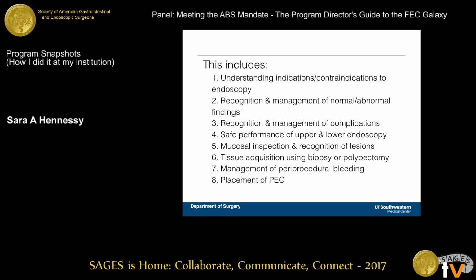Safely being able to perform upper and lower scopes, mucosal inspection and recognition of lesions, tissue acquisition and biopsy or polypectomy, management of periprocedural bleeding, and placement of PEGs.